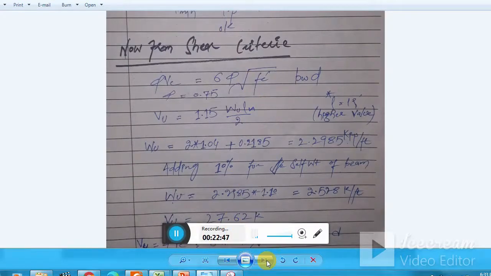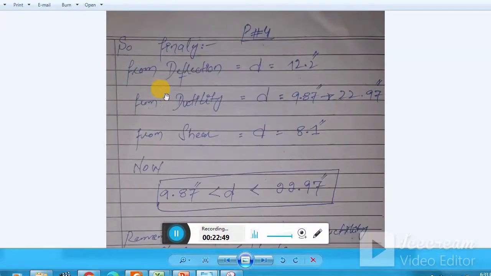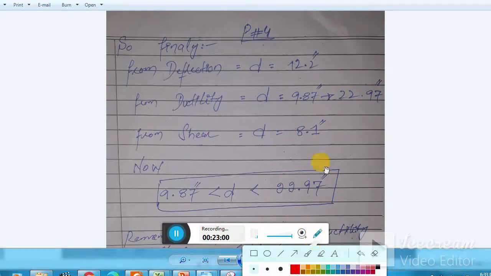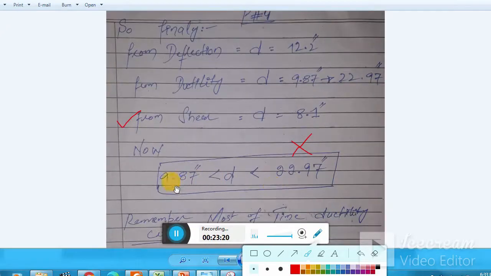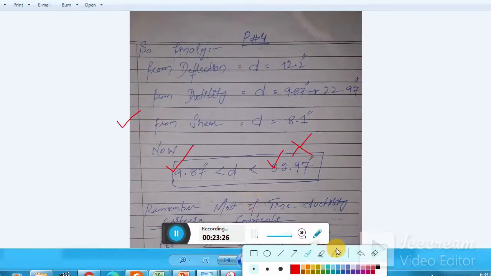Now finally you see, from deflection criteria we have this depth. From ductility criteria we have these two limits, and from shear criteria we have this one. So we can't use this criteria because this is rejected. This criteria is now rejected, and we have searched this criteria. 12.2 is coming within this limit. So finally ductility criteria governs. So we have to choose the depth in between these two values. Remember what they say.